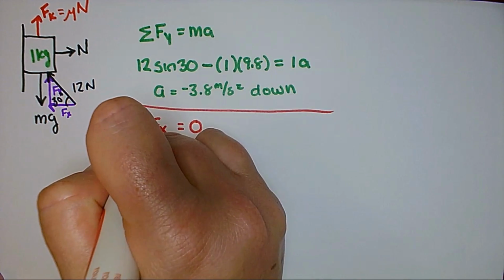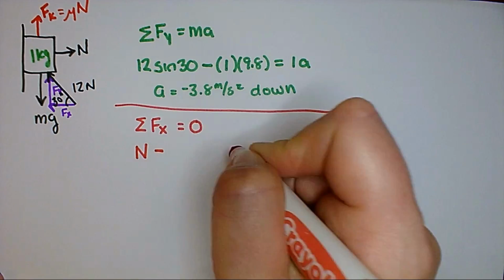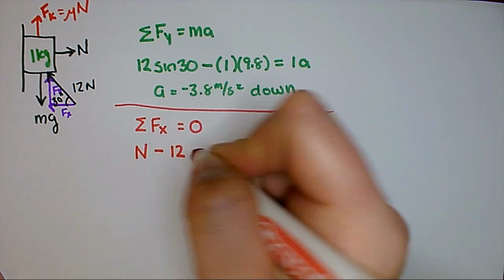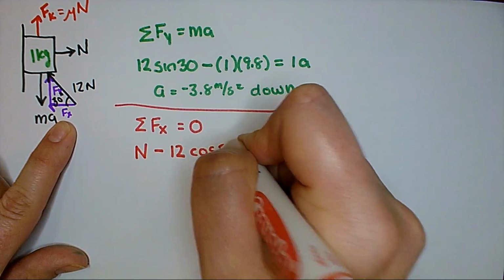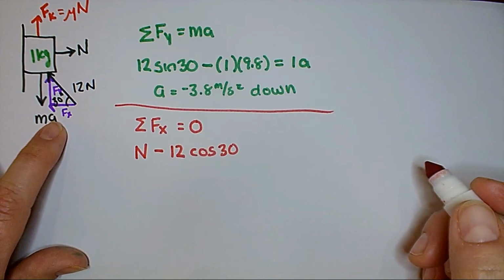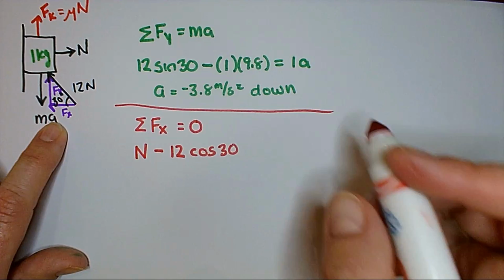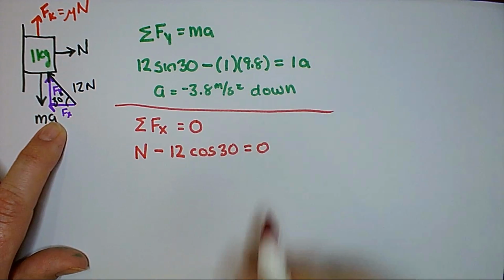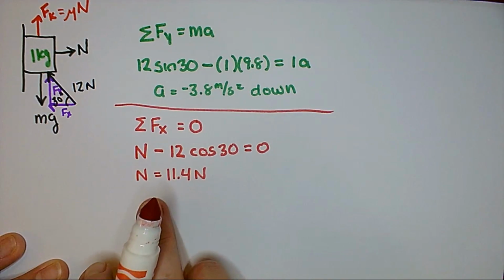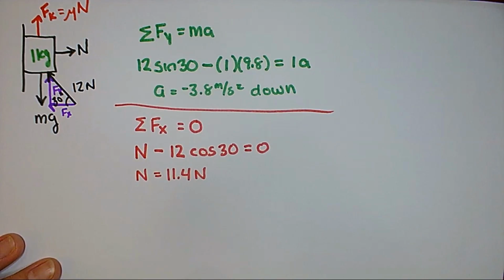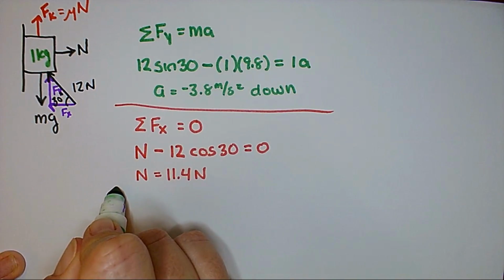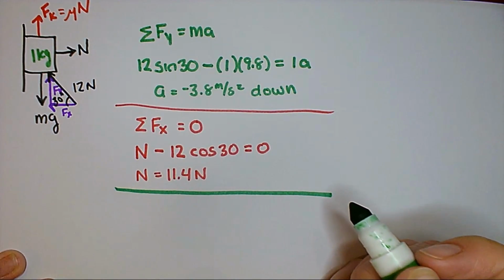So we have the normal force to the right minus 12 newtons times the cosine of 30, which is the horizontal component of this force, and that equals 0. So when you do that math, you get the normal force equals 11.4 newtons. Now we can go back and do the sum of the forces in the y direction again to see what the new acceleration is when we add in friction.